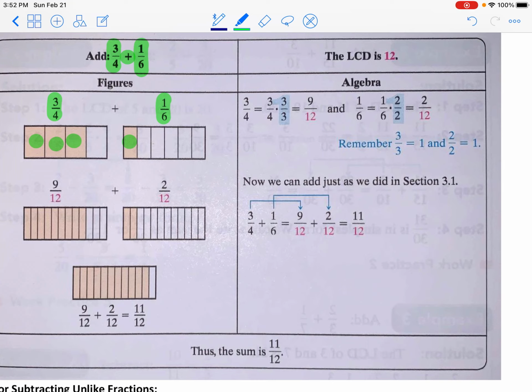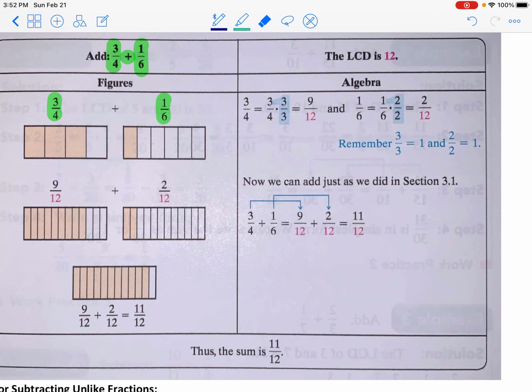Well, I can't just add these two amounts that are different. They're not like terms, they're different terms. Like, what does that 1 and that 1 look like? Well, I can't say that's 1 of the 4ths plus 1 of the 6ths and call it 2 of the what's. Do you see what I'm saying here? They have to be in like terms in order for us to actually put them together.